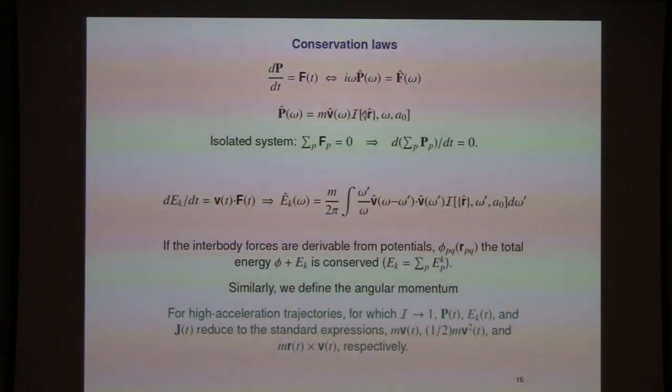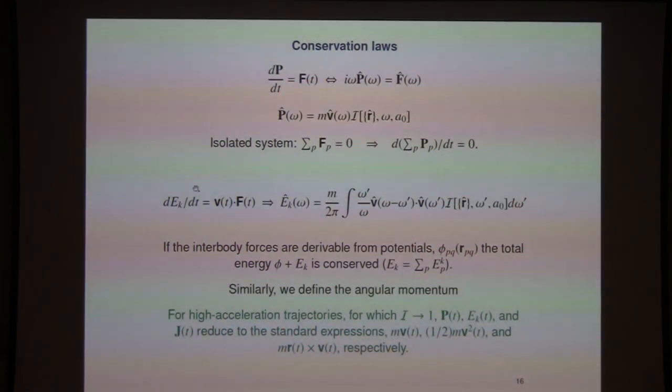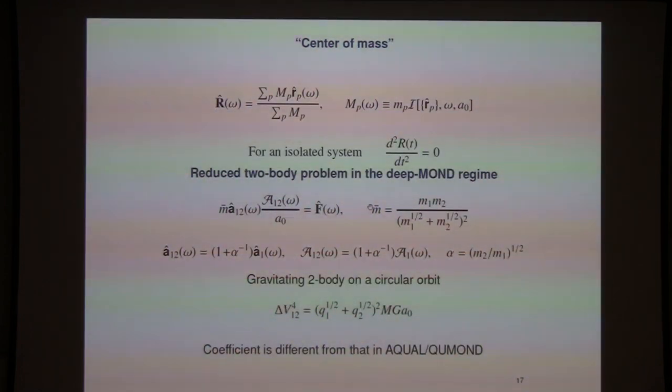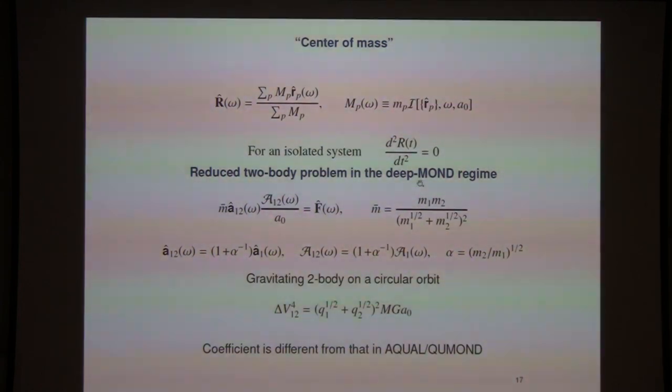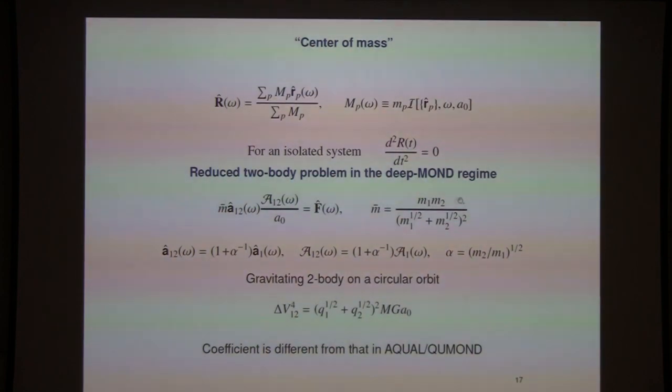You can show that for isolated systems, the sum of momenta is conserved, there is a conserved energy, conserved angular momentum, and this definition of the center of mass. Interestingly, at least in the deep-MOND regime, there is a reduced two-body problem, so any two-body problem can reduce to a one-body-in-a-field problem. Only, interestingly, look at this, the effective mass is not, as in Newtonian dynamics, M1 M2 over M1 plus M2, but has this form.